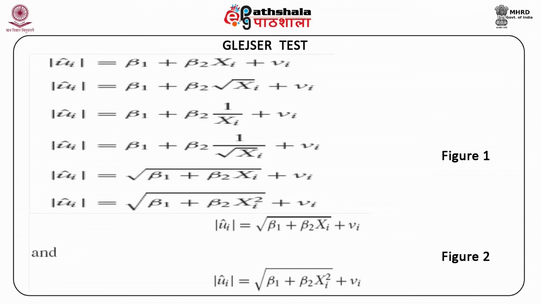Glejser himself found that the first 4 of the preceding models in figure 1 give generally satisfactory results in detecting heteroscedasticity in the case of large samples. Therefore, this technique is more useful for large samples and may be used in small samples strictly as a qualitative device to get some information about heteroscedasticity.